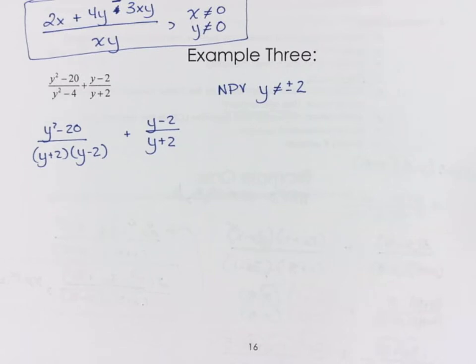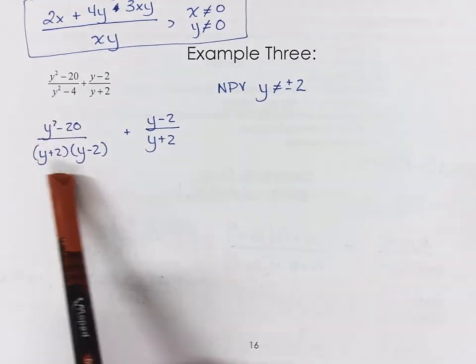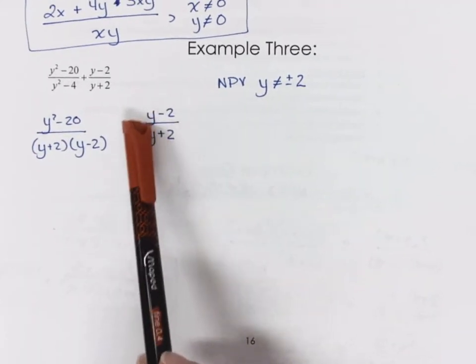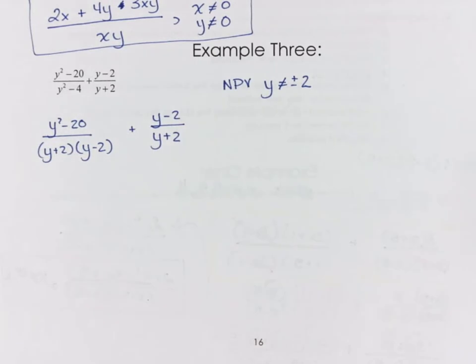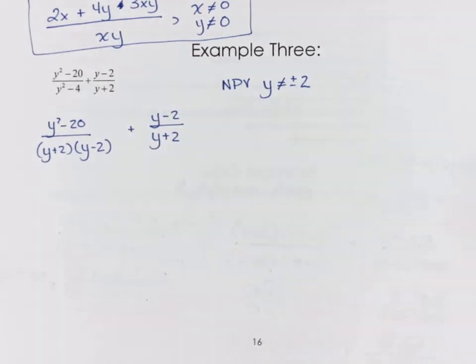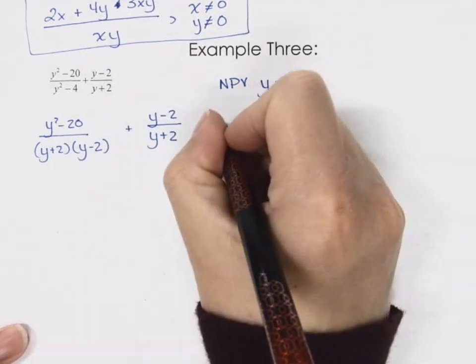Okay, can I simplify within either term? Can I simplify within this term? No. Can I simplify within this term? No. No y's cancel out, no 2's, right? Like that's a set and that's a set. So they can't cancel each other. Okay, good. So now let's do our LCD.